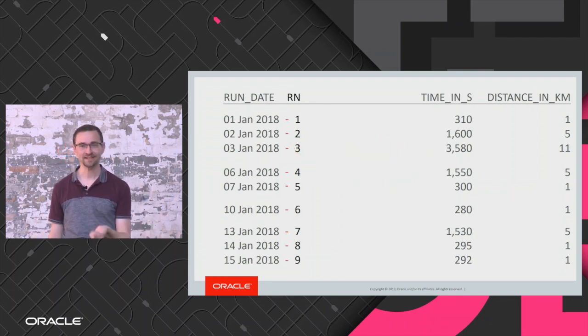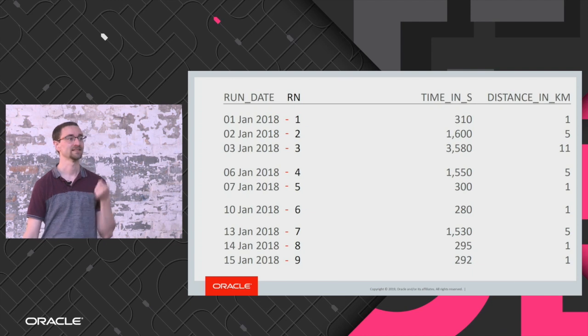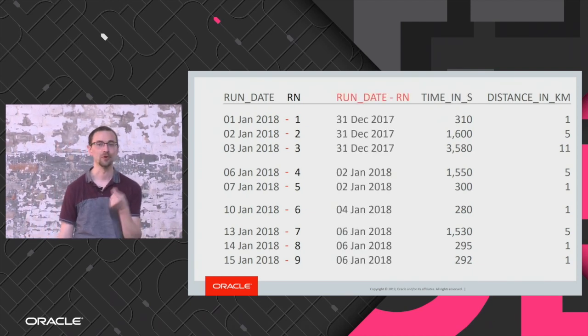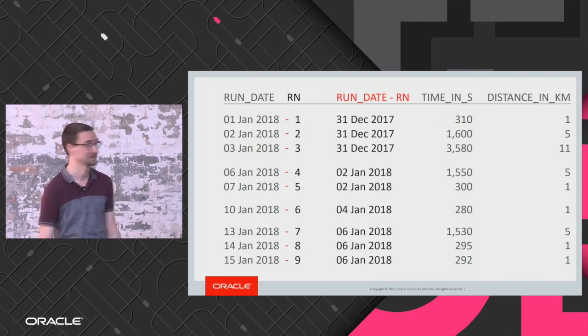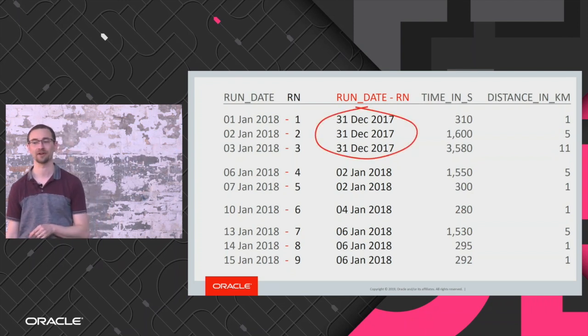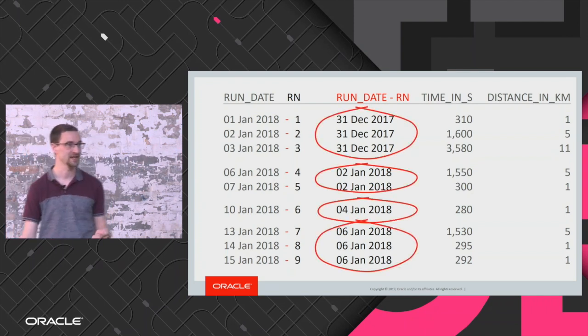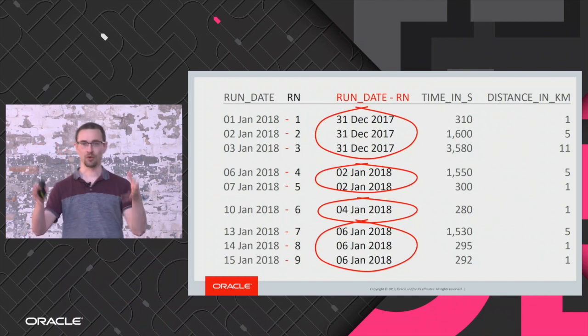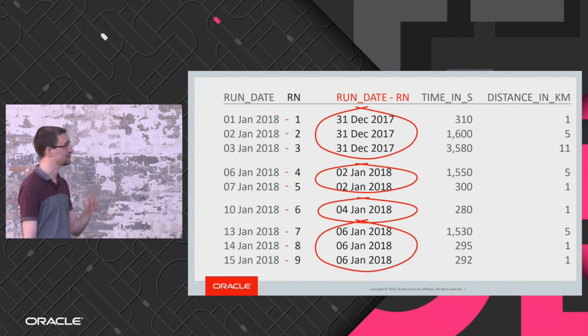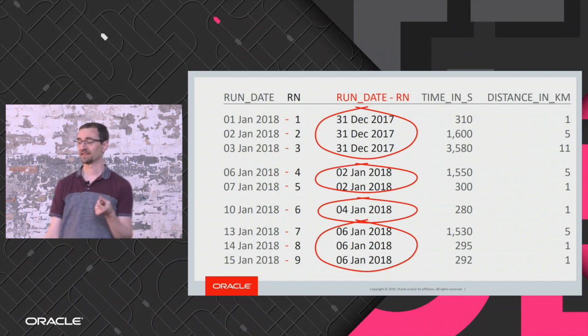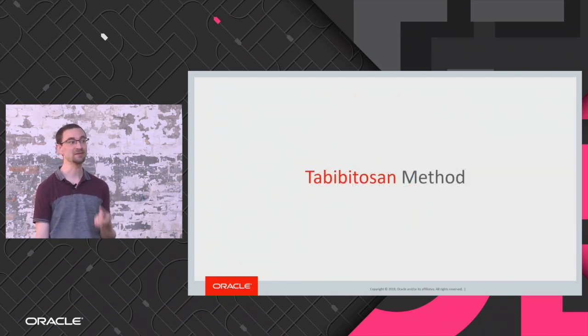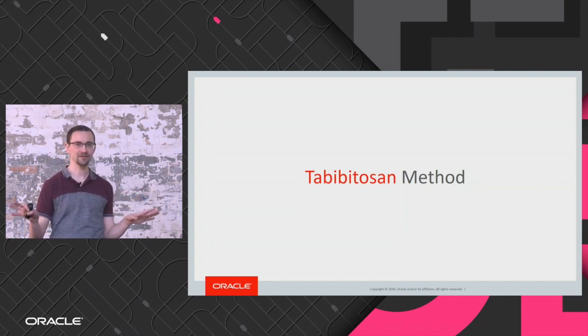All right, how does this help us? Well, if we subtract the row number from the date, dates that are consecutive will all map to the same value, right? So we can see those first group all go through 31st of December, 2nd of January, and so on. All the rows that we want to group together now have the same value. How do we solve this? Well, we can just group those rows together. We can use a group by to figure out that they all fall together. This is the basis of something that is called the Tabibitosu method, okay? So that's the overview of how it works.